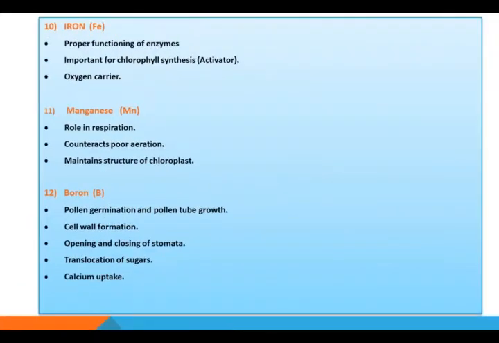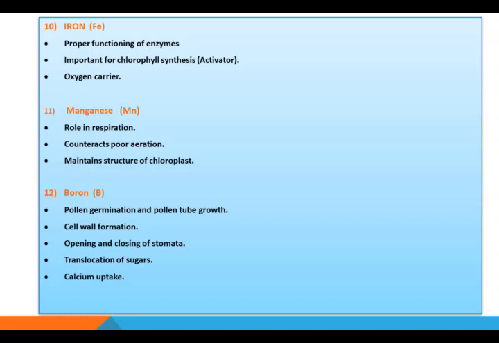Iron. Iron is important for proper functioning of enzymes. It's important for chlorophyll synthesis where it acts as an activator. It is also an important oxygen carrier. Manganese. Manganese has an important role to play in respiration. It counteracts poor aeration and maintains structure of chloroplast.